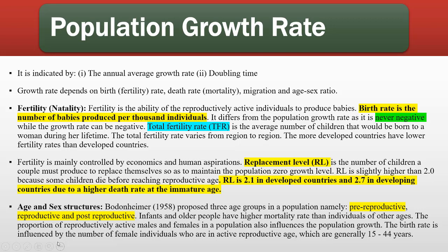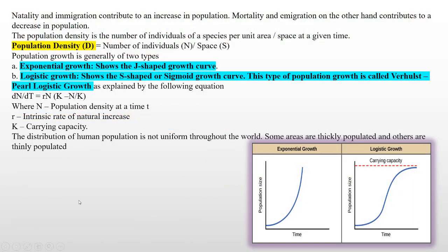Now I am going to talk about the population growth rate, how to calculate it and what exactly population growth rate is. Before talking further, the previous slide was about population density. Mathematically, population density is calculated as the number of individuals upon space. Space means the area in which they are living.